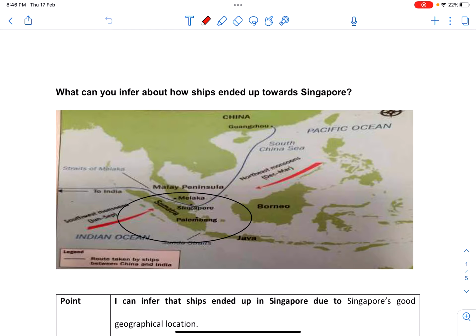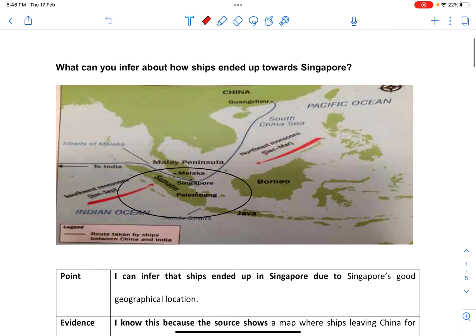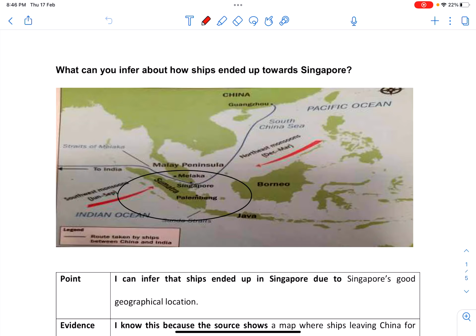Hello, welcome to part 2, which is looking at the actual historical example of the source. Now, this is in your practice, right? You saw a little map here. And the question now is, what can you infer about how ships ended up in Singapore? So the subject that they want you to find out is how did ships end up in Singapore?